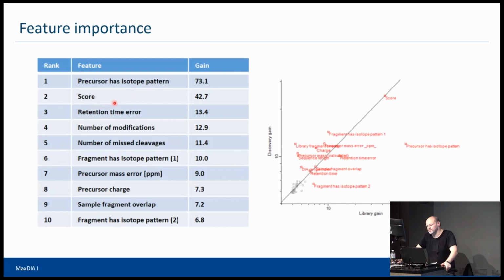And the other interesting thing, so retention time error, one probably would have expected that to be there, so that if this is small, this is likely to be a better match than with a big error in retention time. Number of miscleavages is there. So why is number of miscleavages there? And a peptide is not necessarily wrong just because it has a high number of miscleavages.